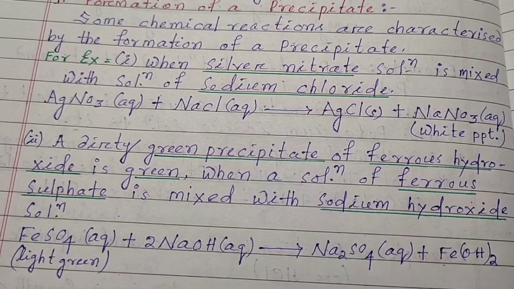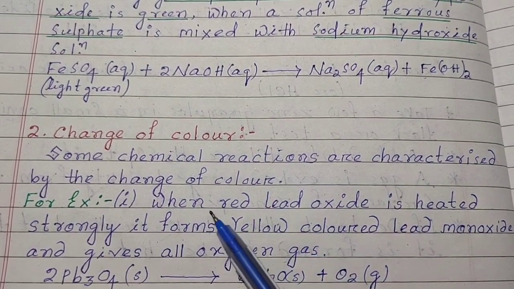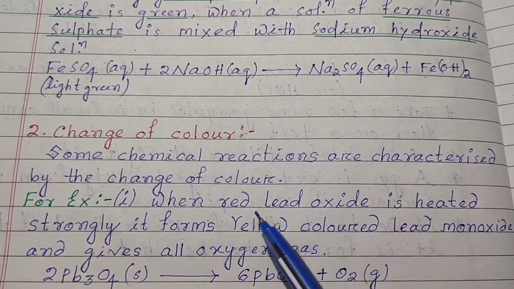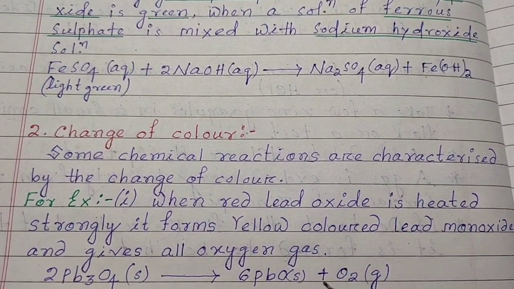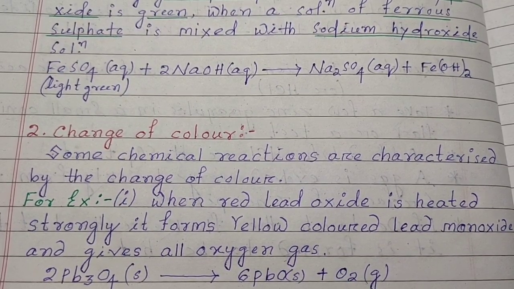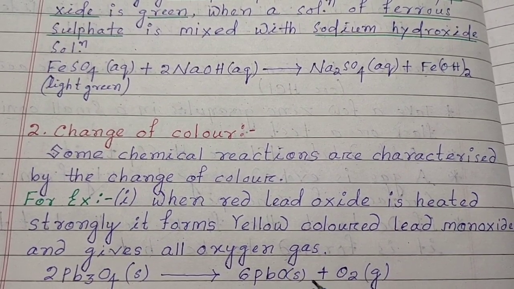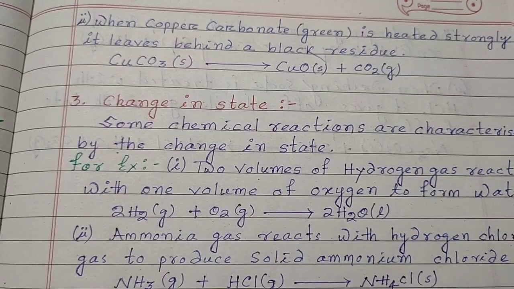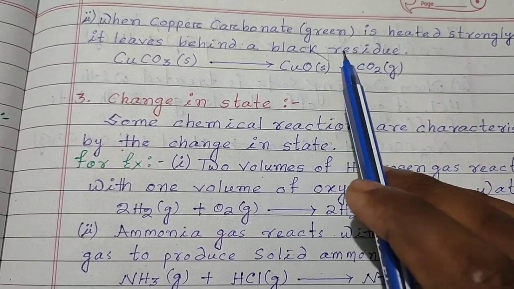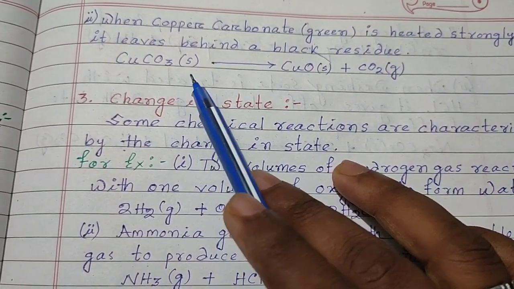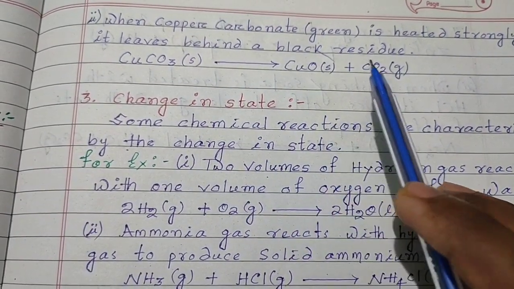Next, change of color. Some chemical reactions are characterized by a change of color. First example, when red lead oxide is heated strongly, it forms yellow lead monoxide and gives off oxygen gas. 2Pb3O4 gives 6PbO plus O2. Second example, when green copper carbonate is heated strongly, it leaves behind a black residue. Copper carbonate, when heated, forms copper oxide and carbon dioxide.